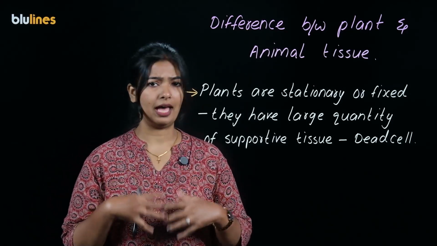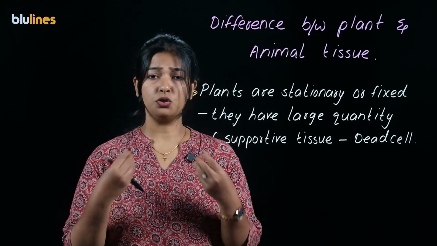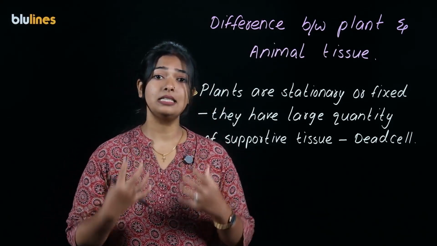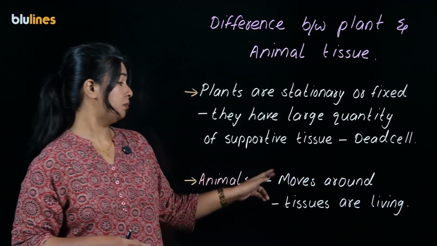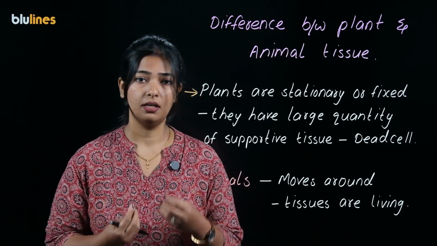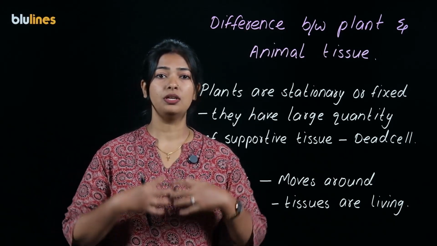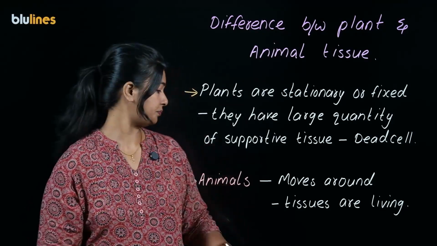But in the case of animals, we move around, maybe for food or for shelter, and that needs energy, right? So, animals move around and the tissues are living because we need lots of energy. So, our cells are living cells.